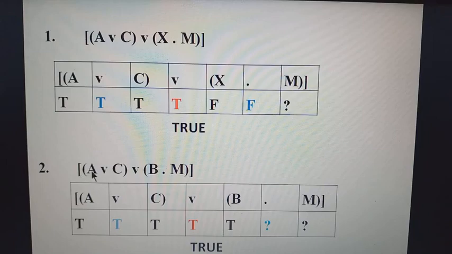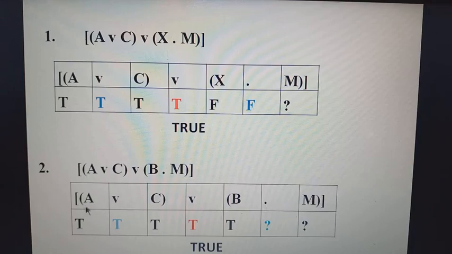So take a look at this. A wedge C wedge B dot M. A is true, C is true, B is true, M is unknown. We don't know it. So is it possible for us to determine the value of this expression? We can begin from anywhere. We can either start from here or from here, because this is a parenthesis and this is another parenthesis. So let's start from here.